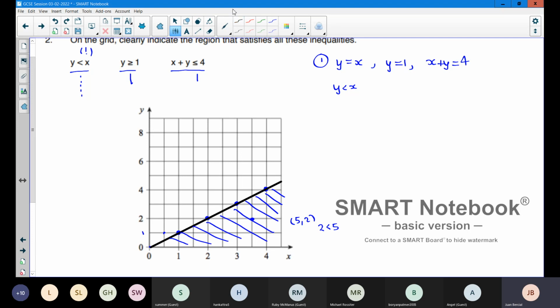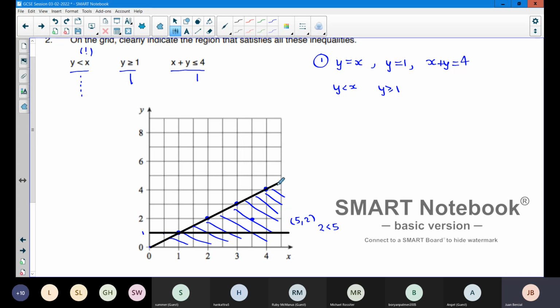The next one is y equals 1. We are used to this one because this is just a horizontal line. We've seen this before with the trig. So y equals 1, we've got in here. But remember that we want to shade y greater than or equal to 1.